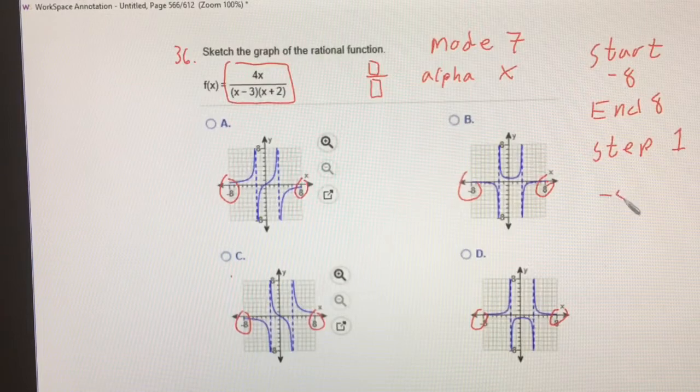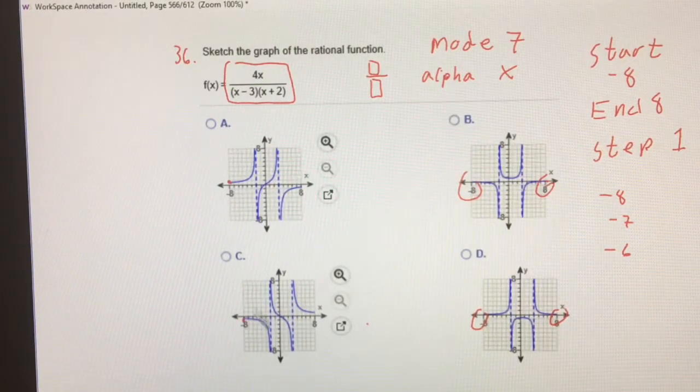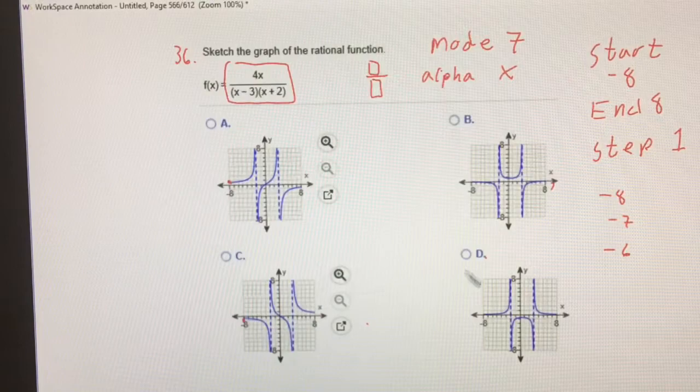Once you do that, you would look at the -8 value, you would look at the -7 value, you would look at the -6 value, and you would line them up with the drawing. Notice, for A and C, the -8 value is positive. Over here for C, the -8 value is negative. So just looking at that first point, you can get rid of 2 of the equations right away.